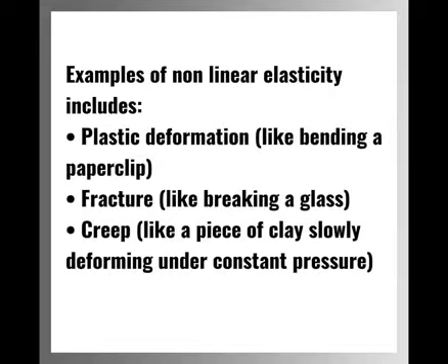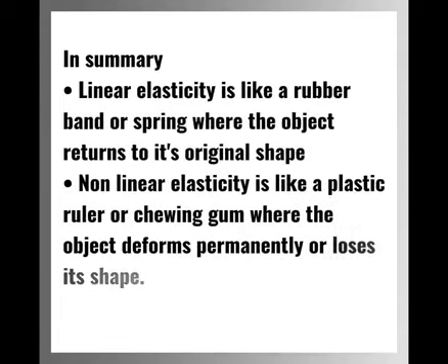Examples of non-linear elasticity include 1. Plastic deformation, like bending a paperclip. 2. Fracture, like breaking a glass. 3. Creep, like a piece of clay slowly deforming under constant pressure. In summary, linear elasticity is like a rubber band or spring where the object returns to its original shape, while non-linear elasticity is like a plastic ruler or chewing gum where the object deforms permanently or loses its shape.